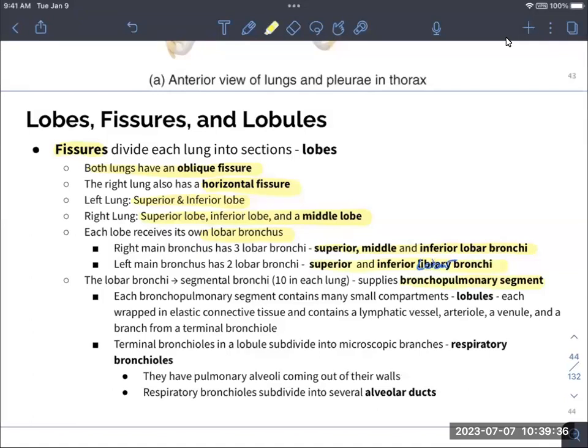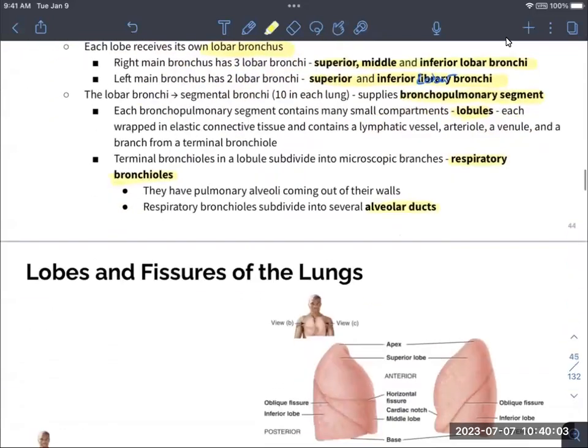Each bronchopulmonary segment has lots of different compartments that are known as lobules. The terminal bronchioles are going to keep branching out to these respiratory bronchioles. And these respiratory bronchioles are going to go to these alveolar ducts.